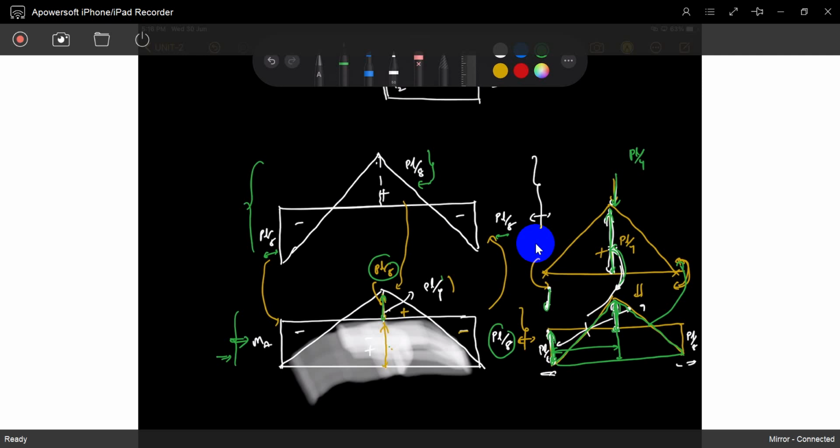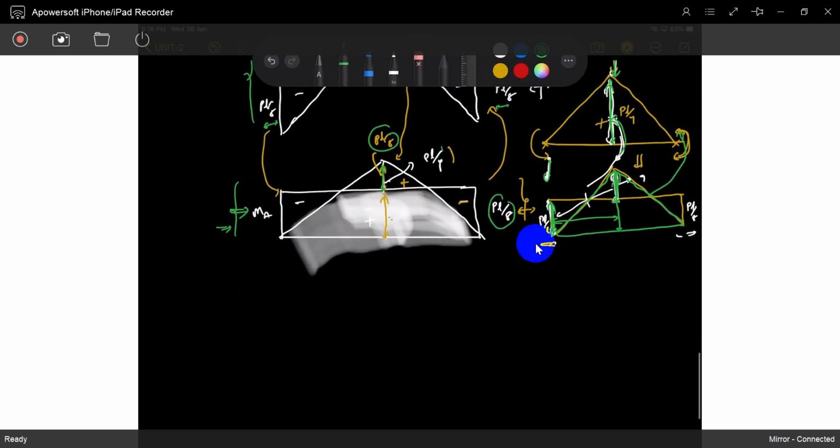Now to counteract that PL by 8, we have to select the members, no? Some breadth into width, for RCC you can use it. So you can select the members which have less depth. For the less depth, it will easily resist PL by 8. So that is the use of fixed end beams. Understood? That's it.